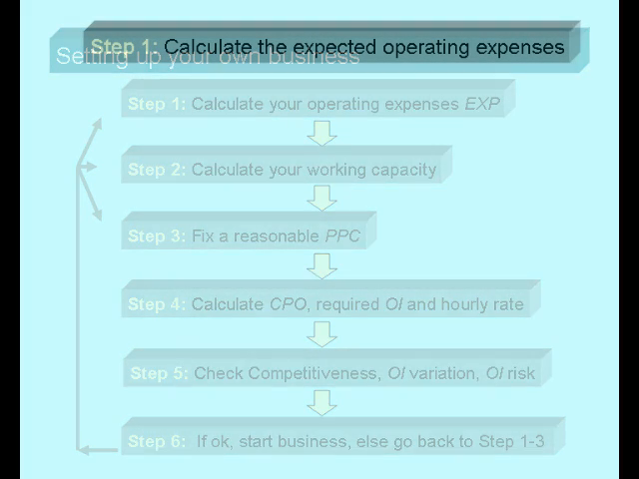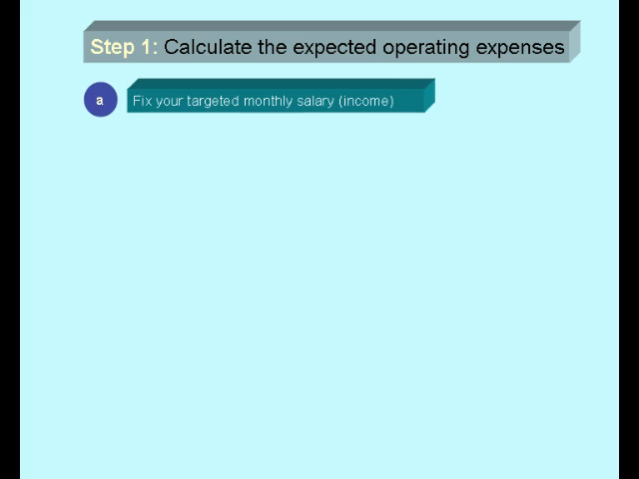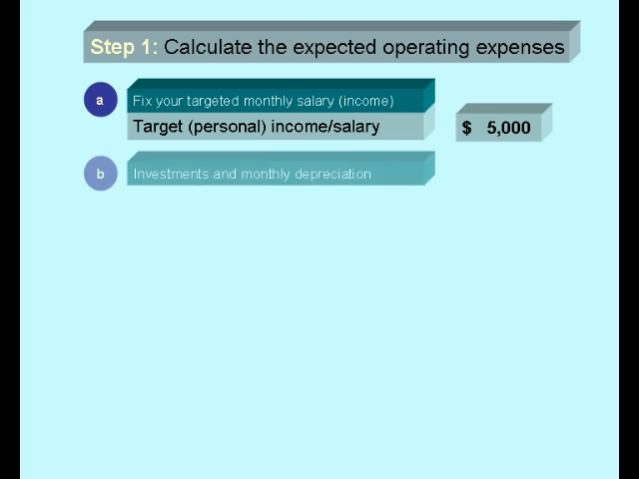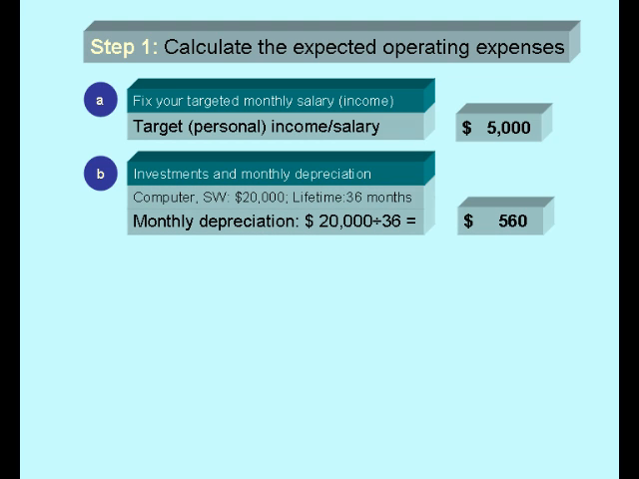Let's start with step 1 to calculate the expected operating expenses. First, you have to fix your targeted personal income. I assume here you want to get $5,000 per month. Then you need to think about necessary investment for the business. It could be that you need a computer and software. I just assume the investment is $20,000 over a lifetime of 36 months. This will result in $560 monthly.